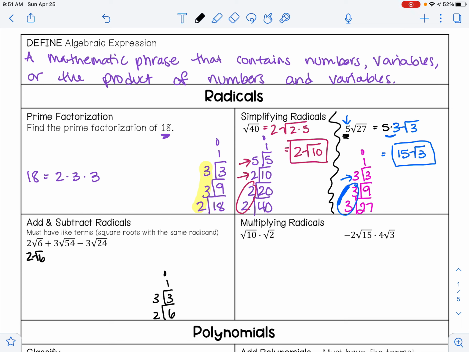I'm going to do the same thing with the next term. So I'm going to bring down my plus sign and my coefficient of 3. And now I'm going to do birthday cake for 54. The smallest prime number that goes into 54 is 2. 2 goes into 54 27 times. The smallest prime number that goes into 27 is 3. 3 goes into 27 9 times. The smallest prime number that goes into 9 is 3. 3 goes into 9 3 times. And then 3 goes into itself once.